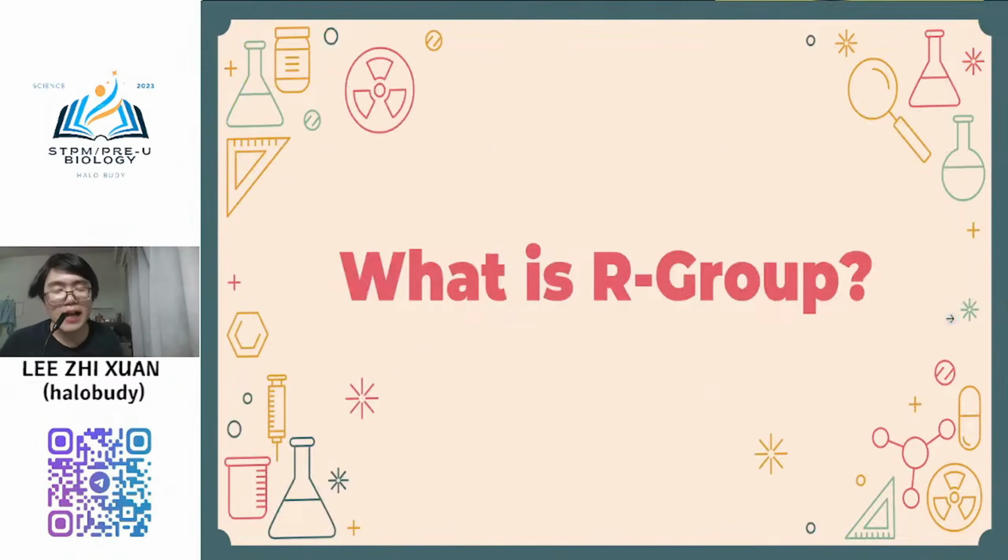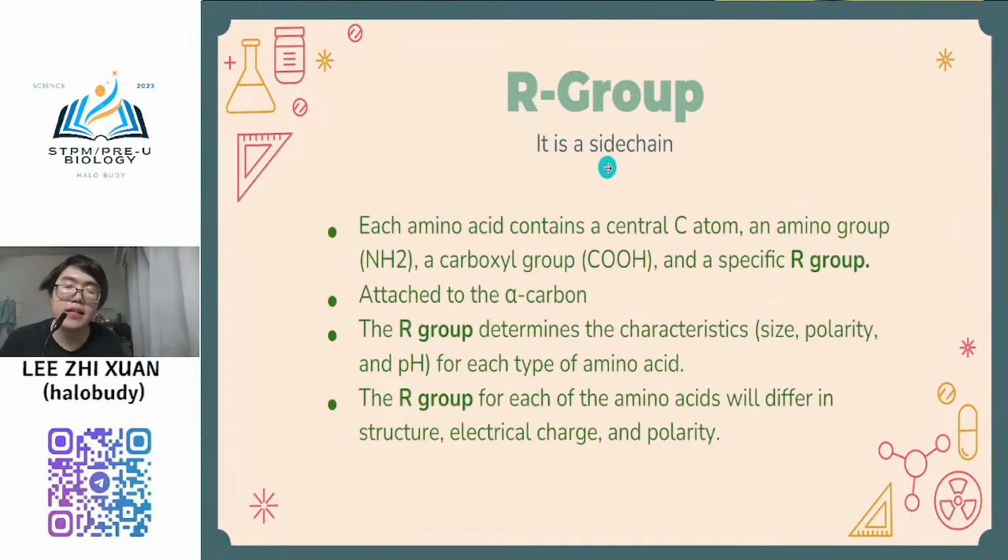Okay, so what is the R group? The R group is a side chain. Normally your R group determines the characteristic of your amino acid. So amino acid is not only classified into essential and non-essential amino acid. The classification of amino acid is based on the R group. Different R groups provide different characteristics to that amino acid.